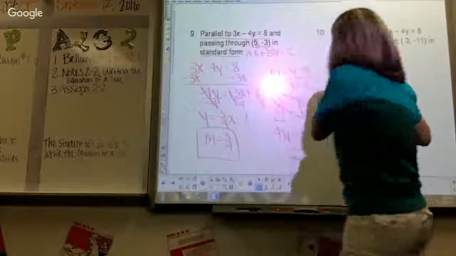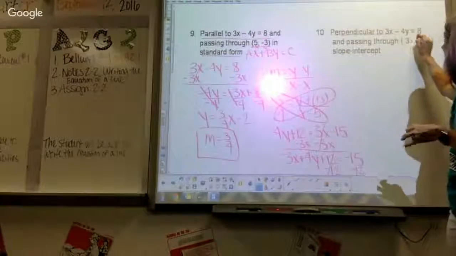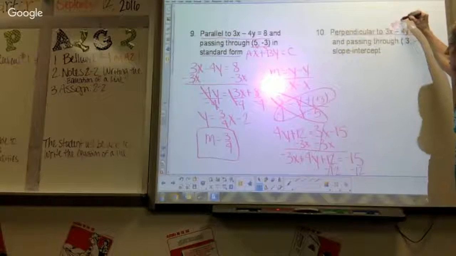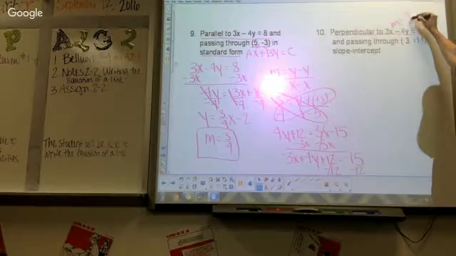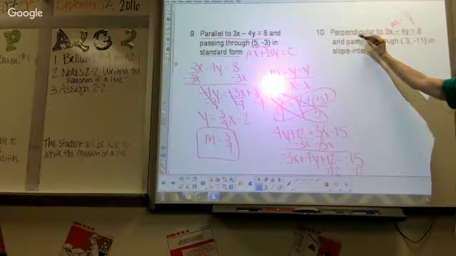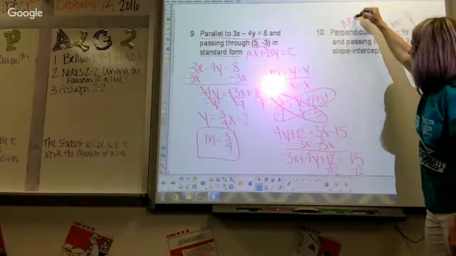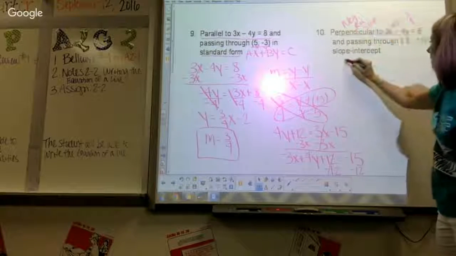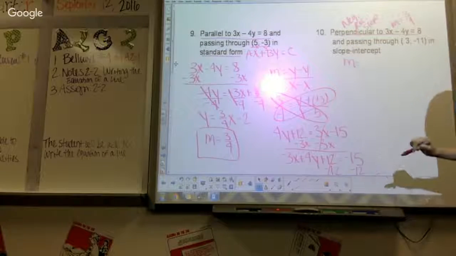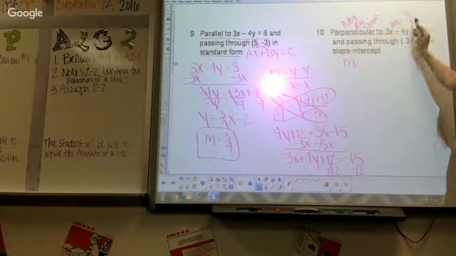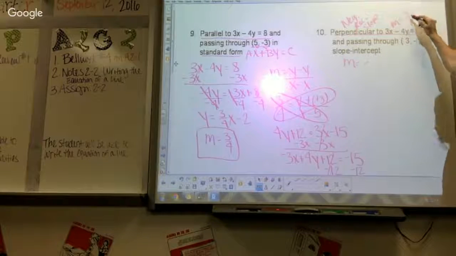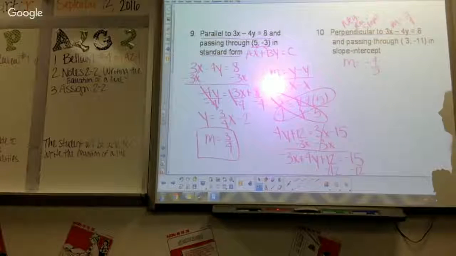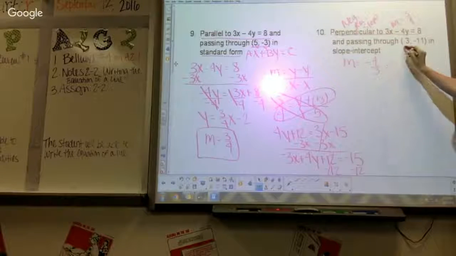Okay, so looking at number 10, this time it's perpendicular. Notice that's the same equation. So the slope we already found, it was 3 over 4. But remember, perpendicular lines have negative reciprocal slopes. So my new slope, I will change the sign of the original, so that would become negative, and flip, take the reciprocal, so that would be 4 over 3. So there would be my new slope.